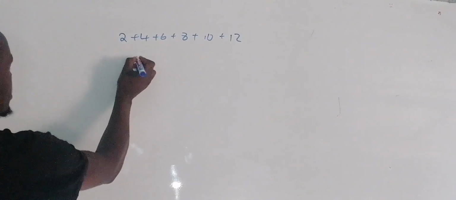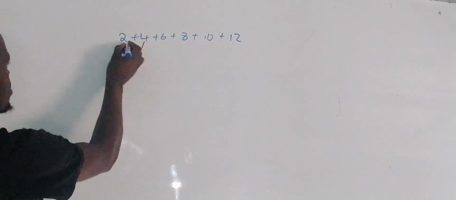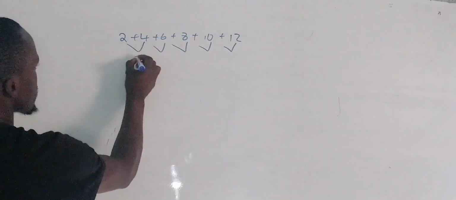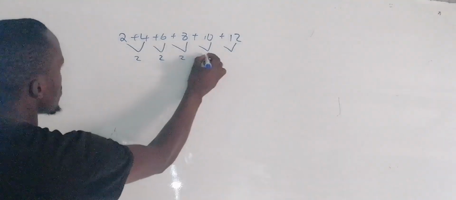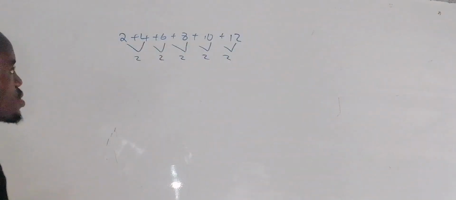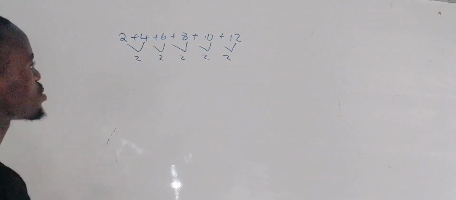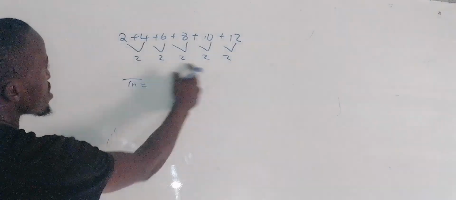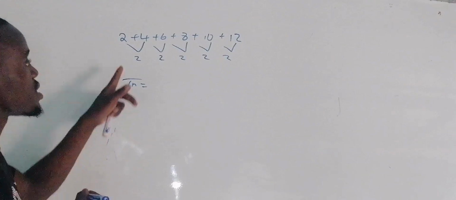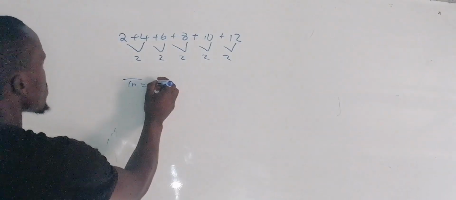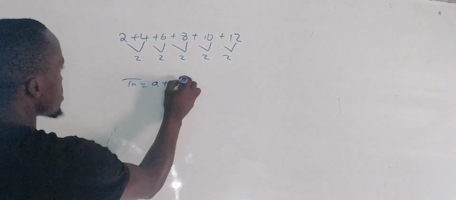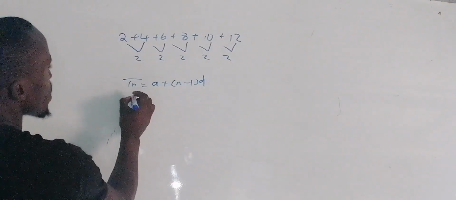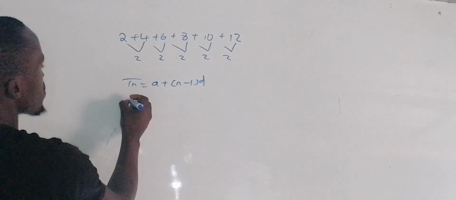I have to check the type of sequence. You must show this: 4 minus 2 is 2, 6 minus 4 is 2, 8 minus 6 is 2, 10 minus 8 is 2, 12 minus 10 is 2. Then this becomes D, and this becomes A. Therefore, since we're having a common difference, it means that this is a linear number pattern. Or it works with a linear, remember it's a series, not a sequence.